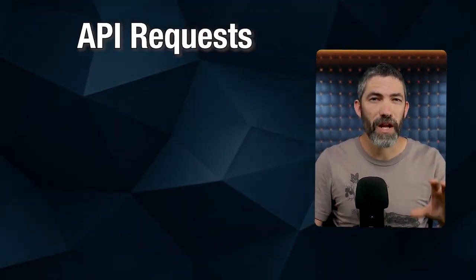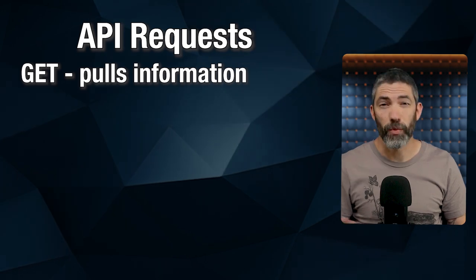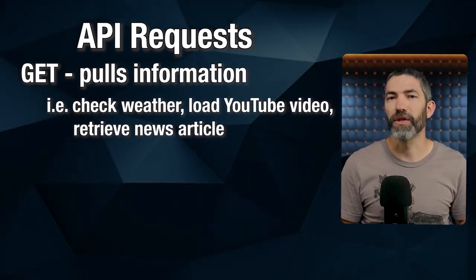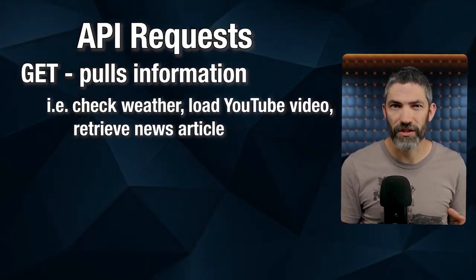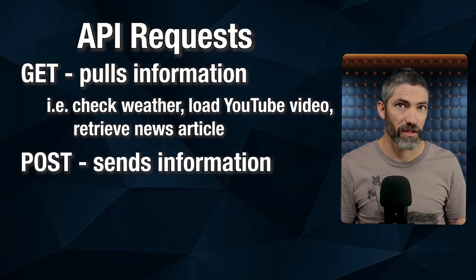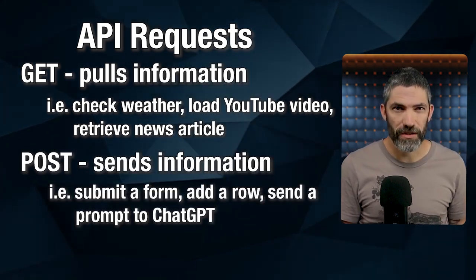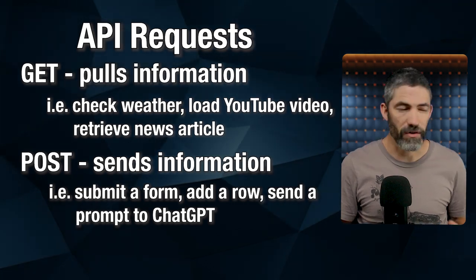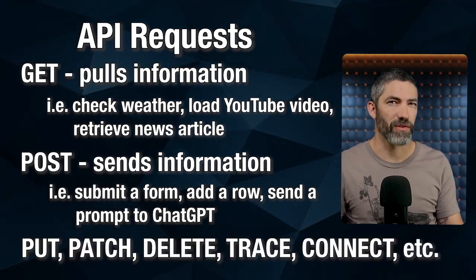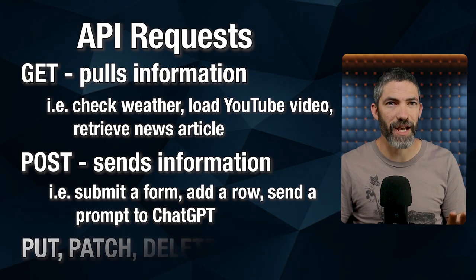The two most common API requests are GET. This pulls information like checking the weather, loading a YouTube video, or grabbing the latest news article. The other is POST. This sends information, things like submitting a form, adding a row to a Google Sheet, or sending a prompt to ChatGPT. Now, there are other types like PUT, PATCH, or DELETE, but most agents just use GET and POST.